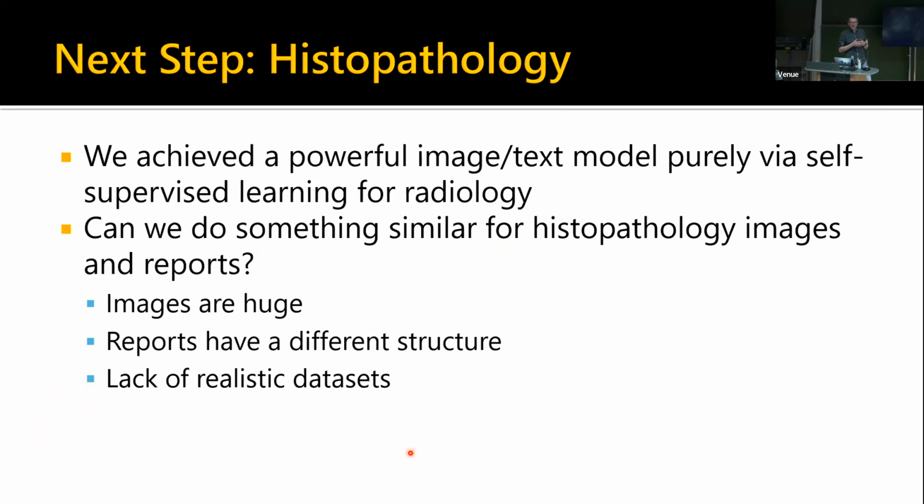So of course, how do we now make the transition over to histopathology? And we're still figuring that one out. We know that we now have a model that is pretty powerful to do self-supervised learning for radiology. When we now look at pathology, there are a lot of challenges coming up. Of course, the first obvious one is the images are huge. The reports have a different structure. And we are, to some degree, held back by a lack of really good datasets in this space. That's also one of our problems at the moment.